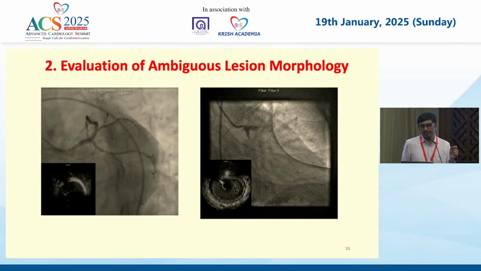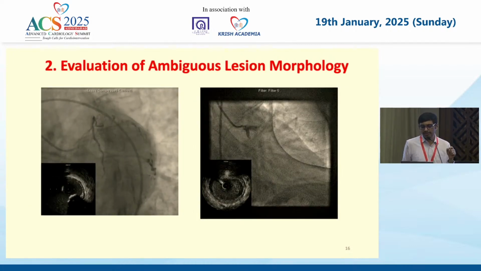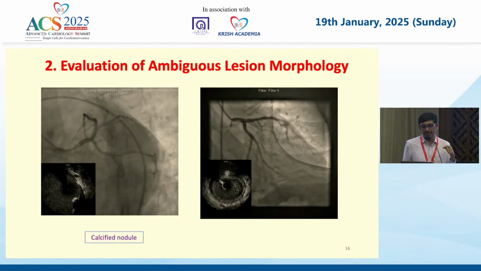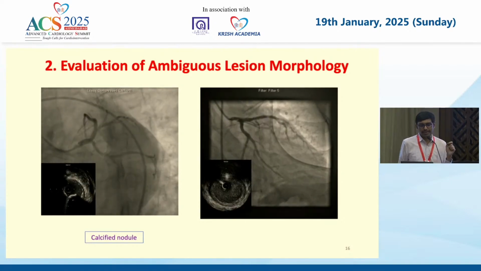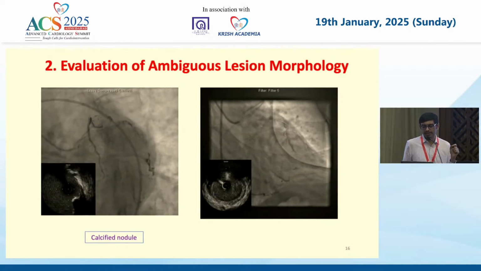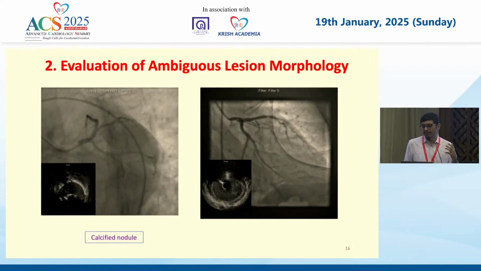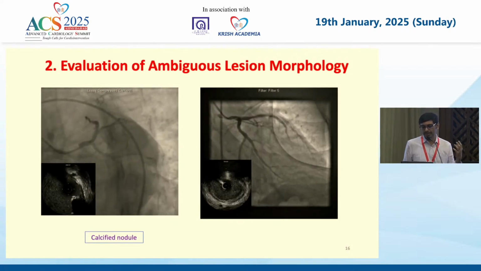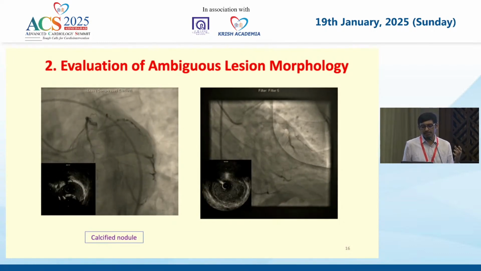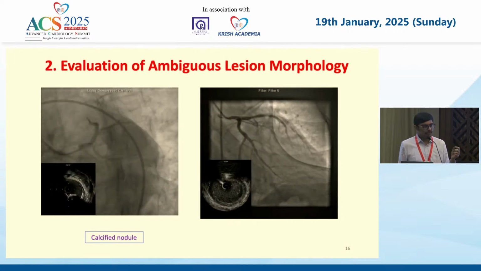And the second role is evaluation of ambiguous lesion morphology. You see both the lesions here, both appear similarly on your angiographic image. The first one is actually a calcified nodule causing significant stenosis at the left main ostium. The second one is obviously a STEMI patient with a thrombus.